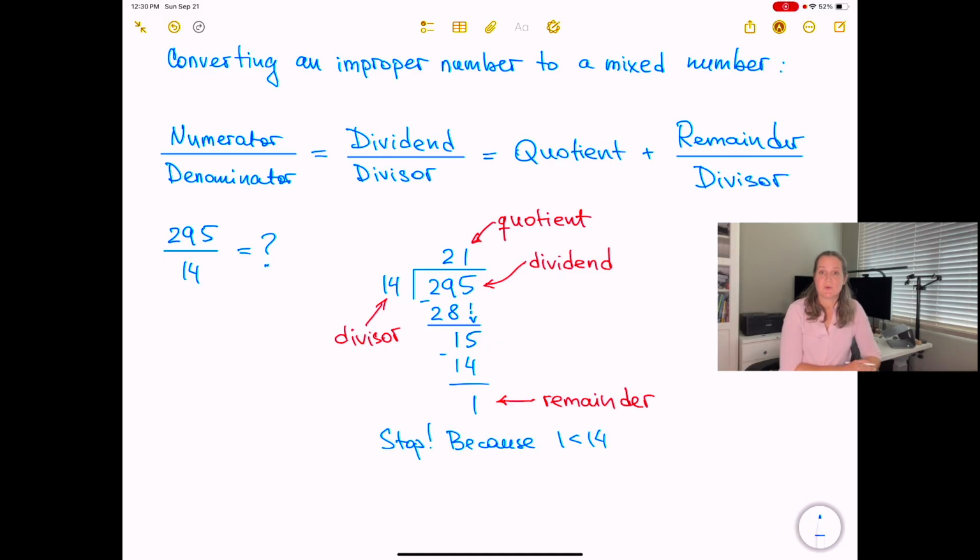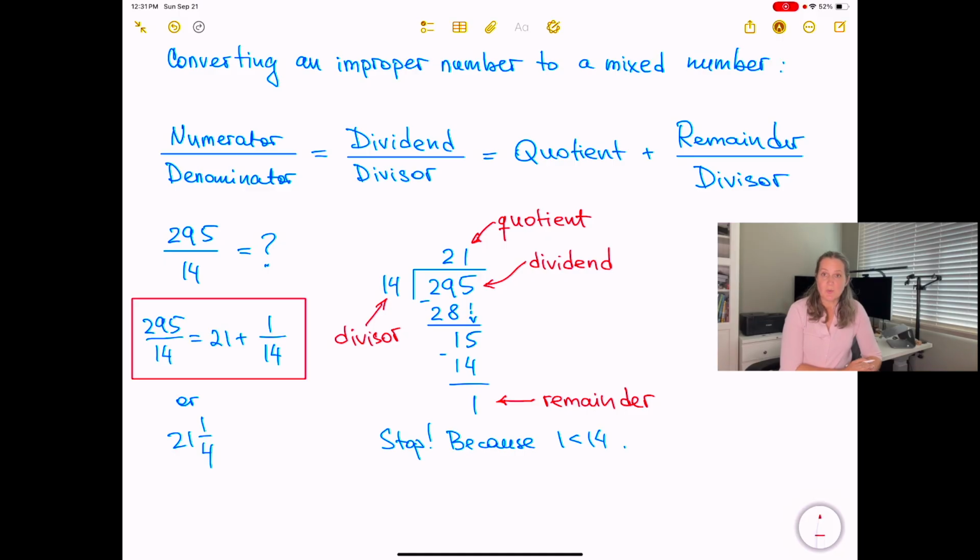We'll continue this process of long division until the number that remains from the division is strictly smaller than the 14 we're trying to divide by. Rewriting the improper number 295 divided by 14 as a mixed integer means representing it as the integer 21 plus a remainder, 1 over 14. This is the same process we're going to repeat when dividing one polynomial by another polynomial.